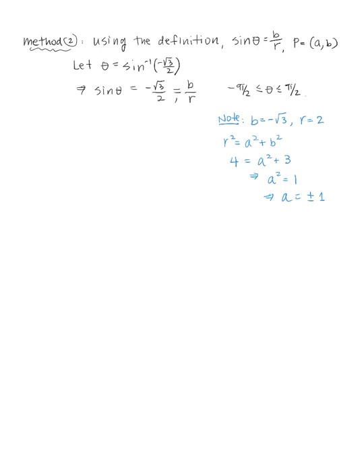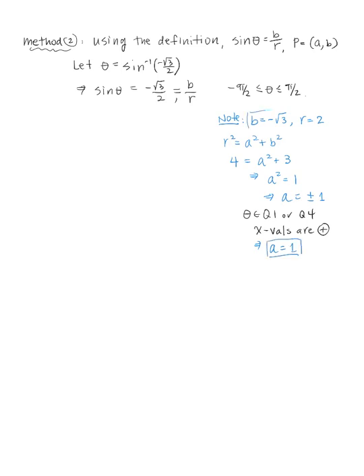Okay, but remember, theta must be in quadrant either 1 or 4, because sine is negative. But in quadrant 1 and 4, your x values are positive. So let me just write it, quad 1 or quad 4, and our x values are positive in those quadrants. So therefore, your a is going to be just positive 1.